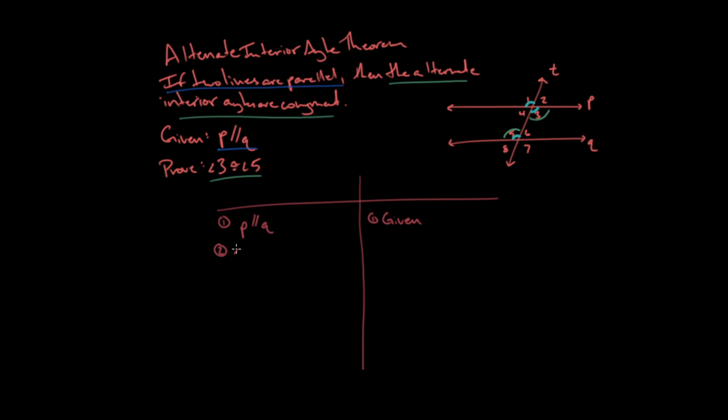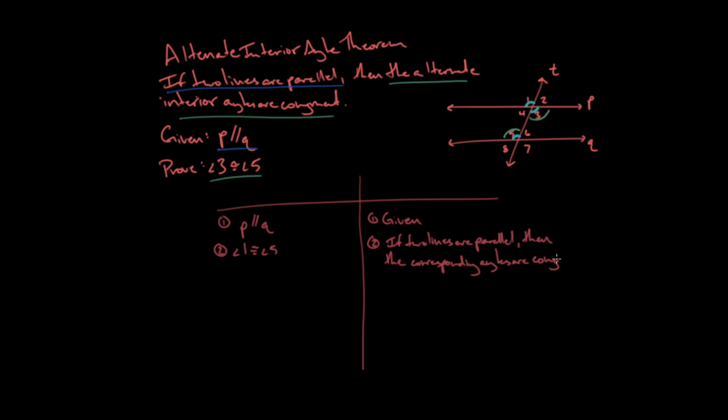So angle 1 is congruent to angle 5. How do I know that to be the case? Well, I'm using my only statement that's given to me, and that's P and Q are parallel to each other. So I'll say that if two lines are parallel, then the alternate interior angles are congruent. The alternate, or sorry, not the alternate interior, that's what I'm trying to prove. Then the corresponding angles are congruent.